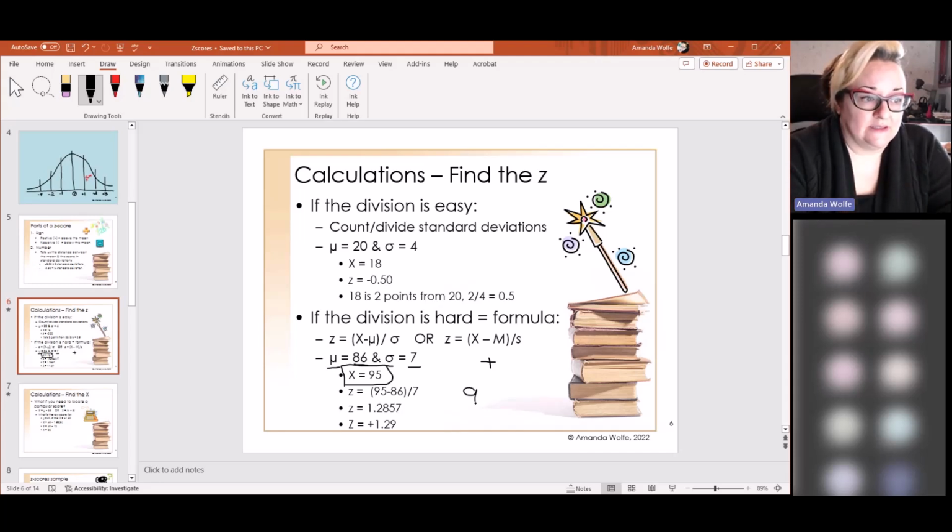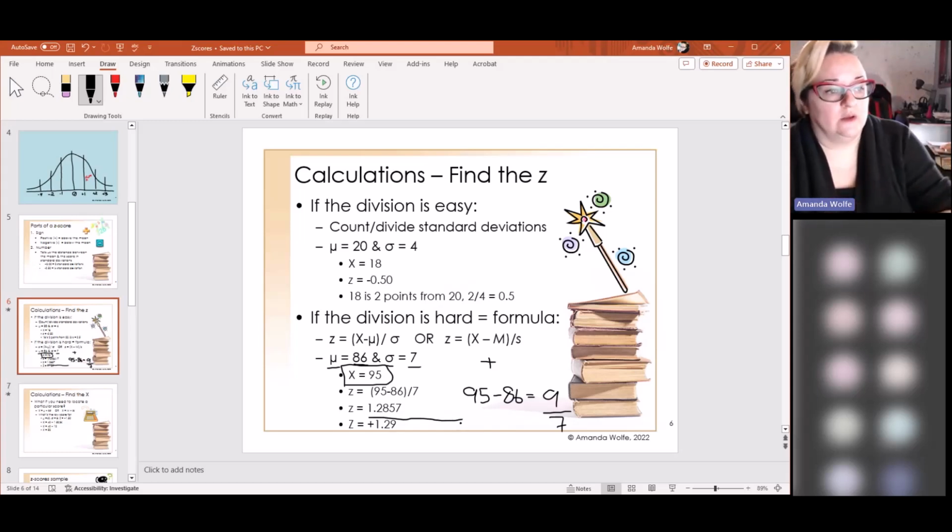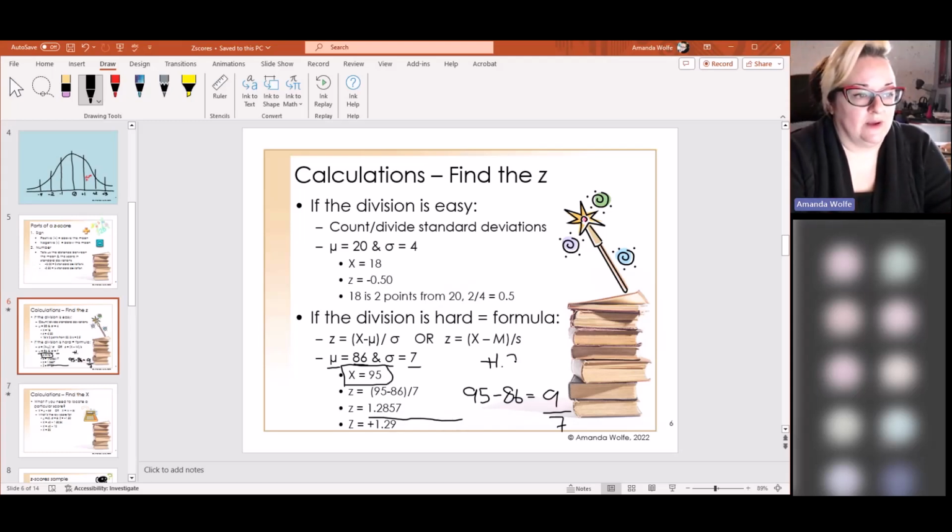So I take X, which is the score I'm interested in, which is 95, and I subtract the average score, which is 86. When I do that, I get 9. Then we divide by the standard deviation, which we were given as 7. When you divide 9 by 7, you get this number and some more, it keeps going. So if I was going to just round that, we get positive 1.29, okay?